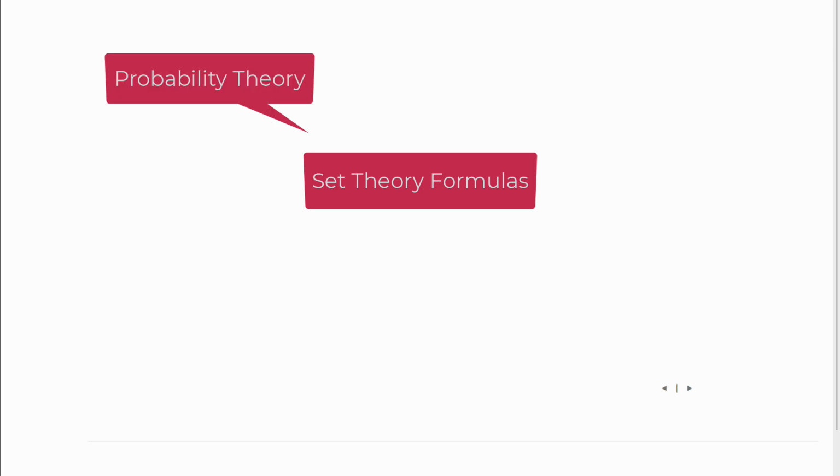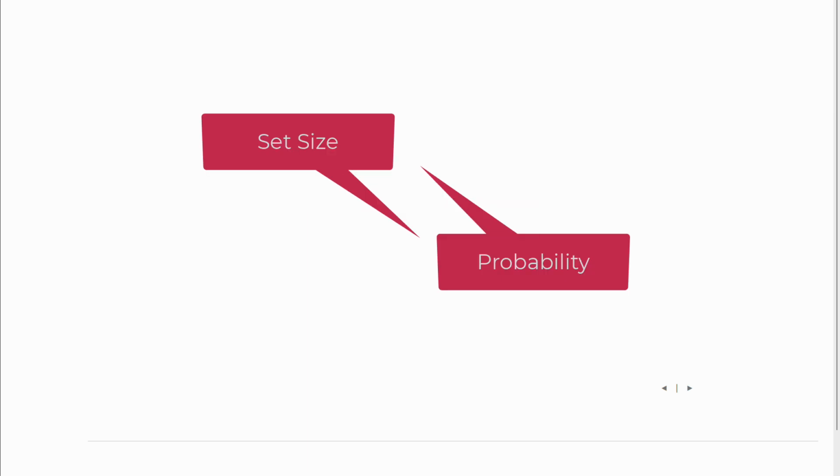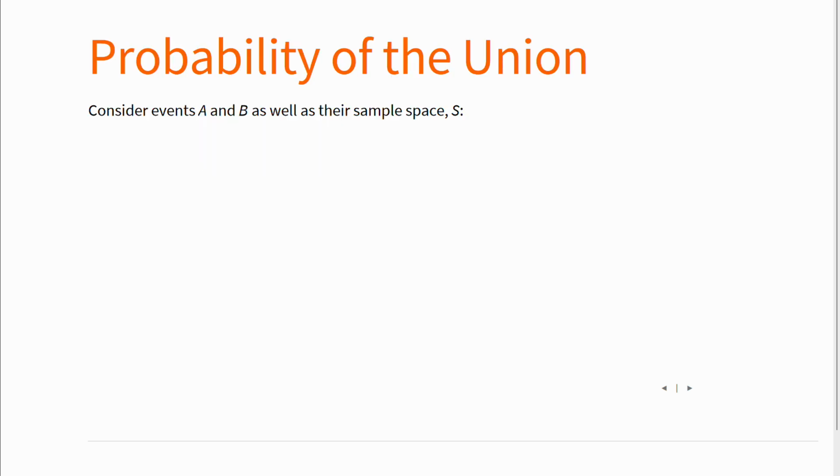At this point, we can prove set theory formulas from probability theory. The next proof might be difficult for those that are not experienced in set theory. The goal here is just to show how set size and event probability are similar. Consider the events A and B as well as their sample space S. Then A union B is the same thing as A union A complement intersection B, which gives us this formula since A and A complement are mutually exclusive.